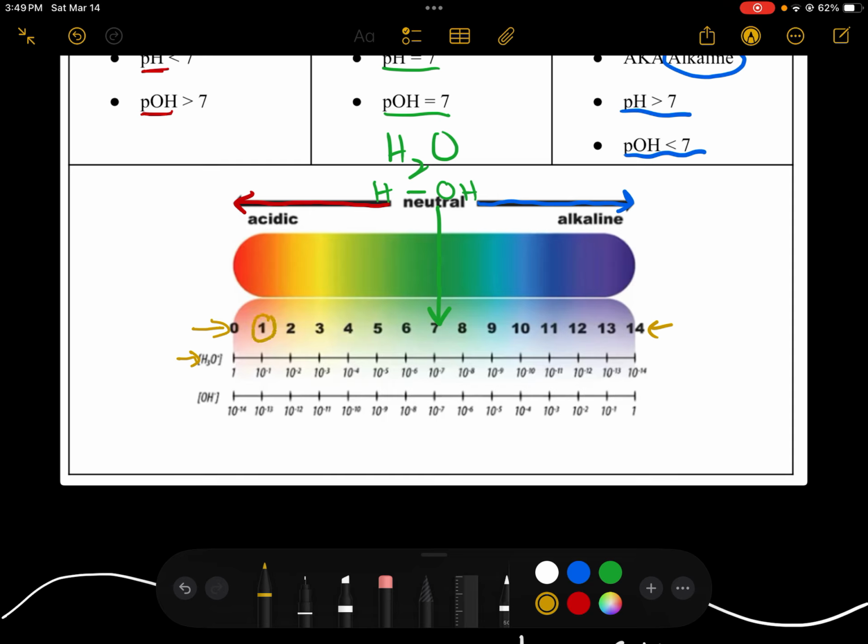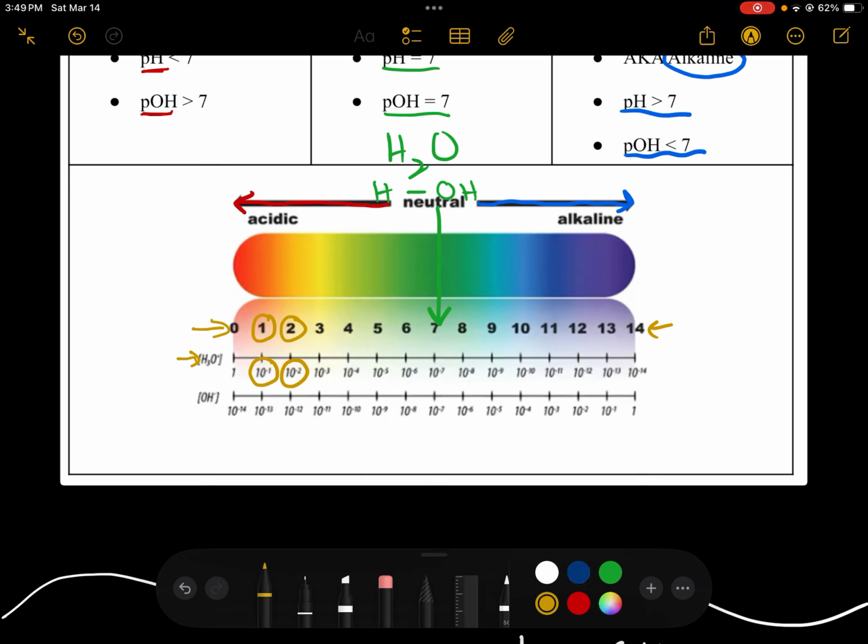A pH of 1 means that your hydronium concentration is 10 to the negative first. A pH of 2 means that your hydronium concentration is 10 to the negative second, so on and so forth. So whatever your pH value is, that's probably going to be pretty close to the magnitude of your concentration.